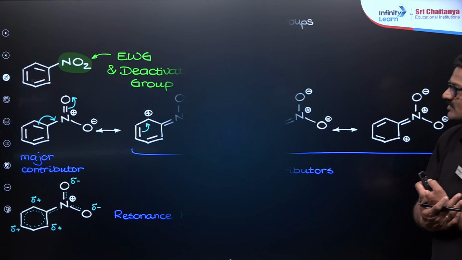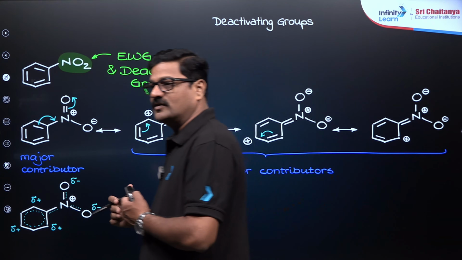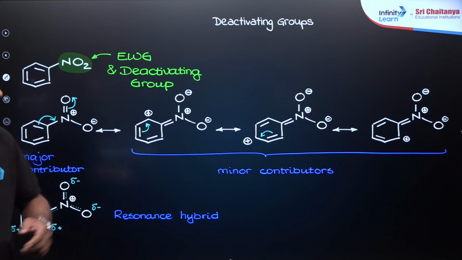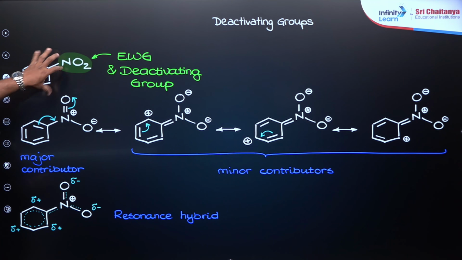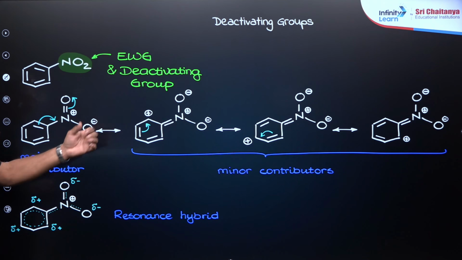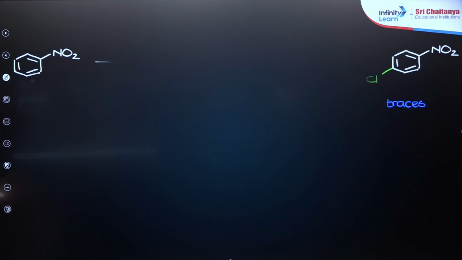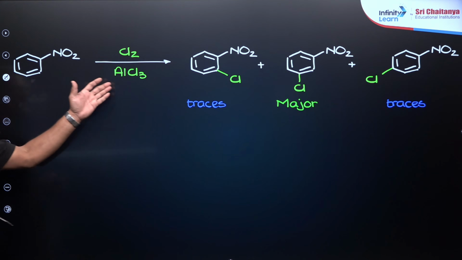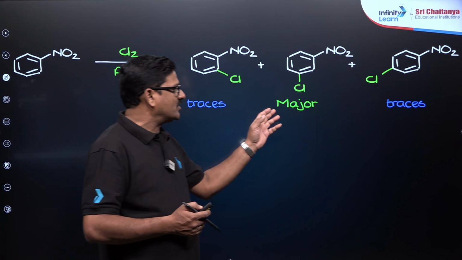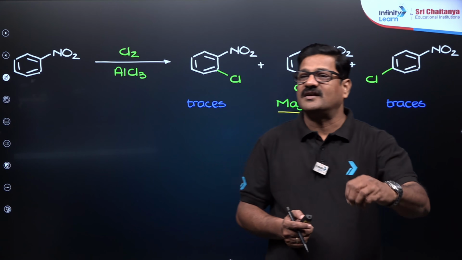Similarly, one more example: the nitro group is electron withdrawing. When an electron withdrawing group is there, it deactivates the ring. Because of this electron withdrawing nature, the major contributors give rise to positive charge on the ring. So it is a resonance hybrid. As a result of this, what happened? When nitrobenzene is chlorinated, the major product is going to be meta, so it is a meta director.